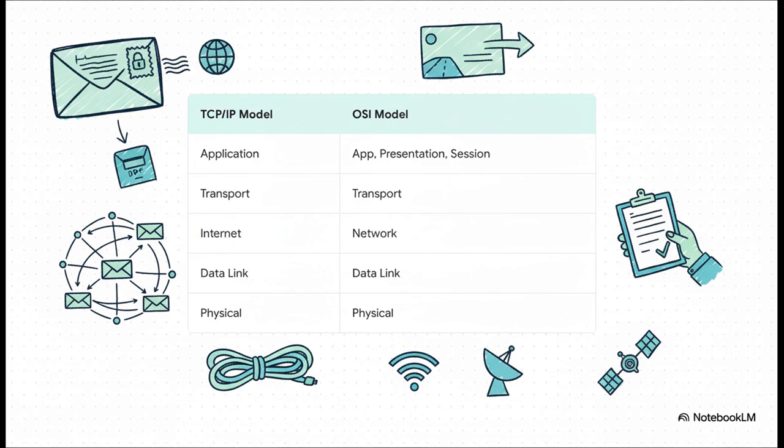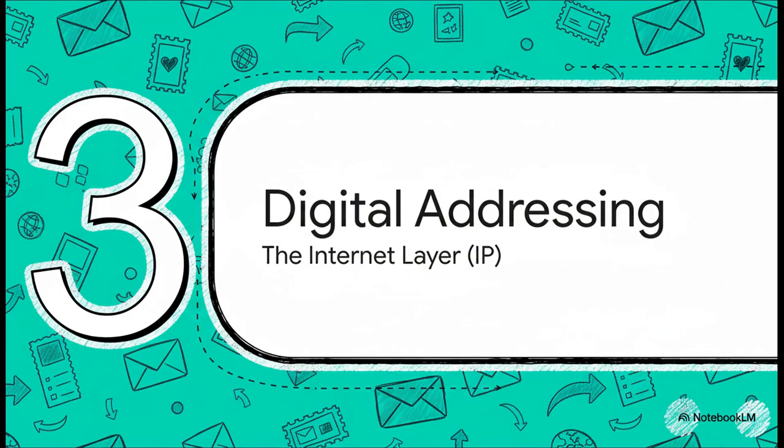Think of it like a digital assembly line. Each layer does its own specific job, then just hands the data off to the next layer in line, starting from your app and going all the way down to the physical wires and radio waves that carry the actual signal. So, let's zoom in on one of those layers, layer 3, the internet layer. This is where the real magic of addressing happens, and it's all thanks to the Internet Protocol, or IP. This is how every single piece of data gets its own unique digital mailing address.